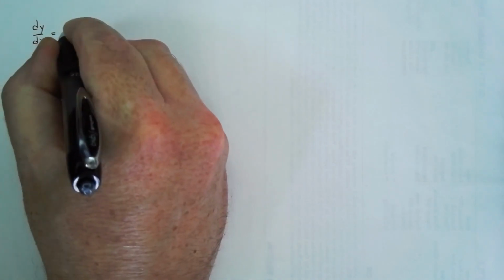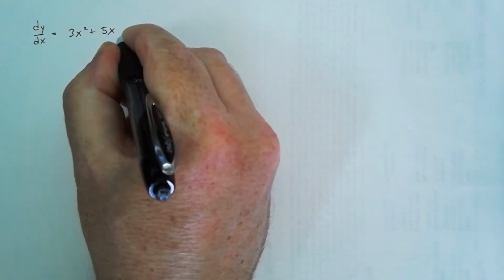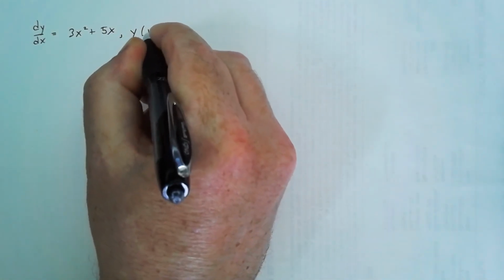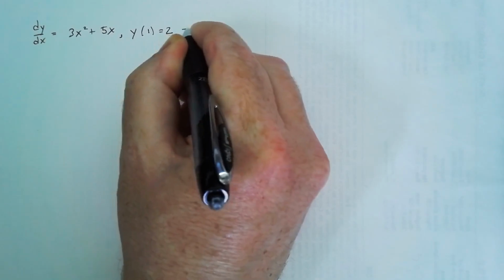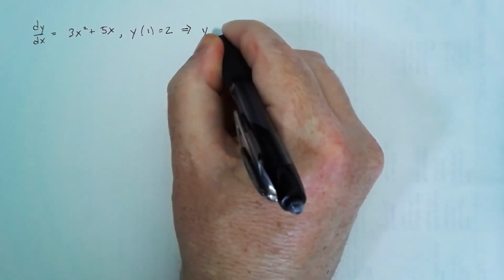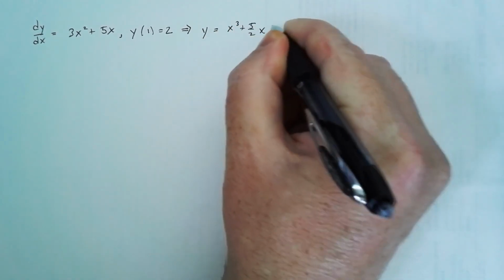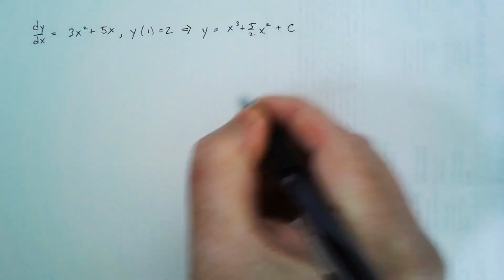In this video, we'll examine how to solve a new type of differential equation called a separable differential equation. We've already seen how to solve a differential equation of the type, say, dy/dx equals 3x squared plus 5x. And we might even have an initial condition to go along with this, say y of 1 equals 2. Here we just need to find an antiderivative of 3x squared plus 5x. So y would equal x cubed plus 5/2 x squared plus some constant c.